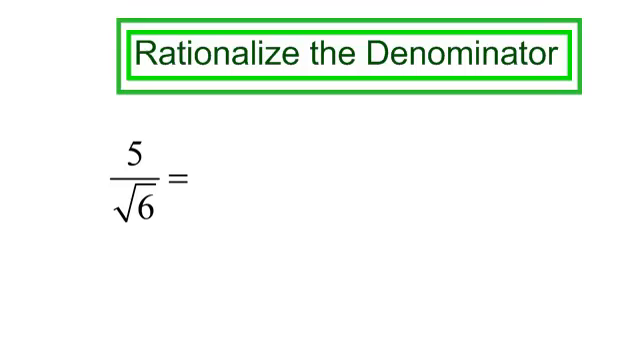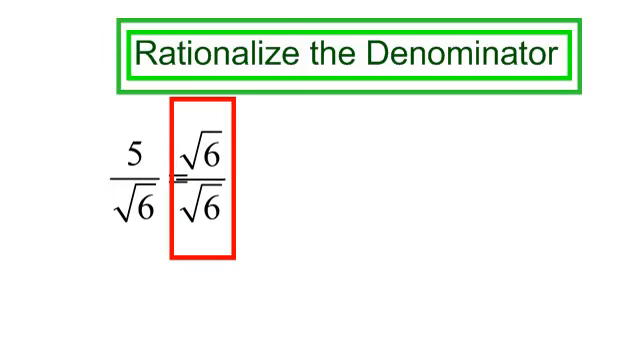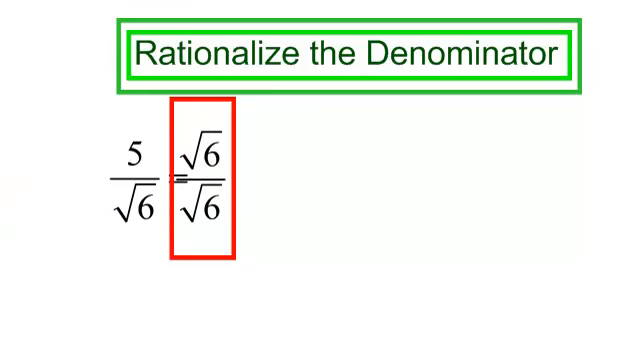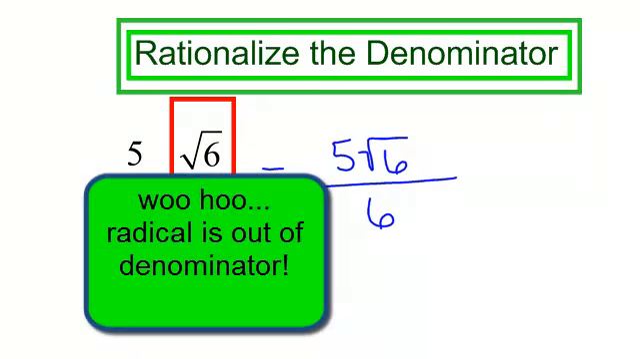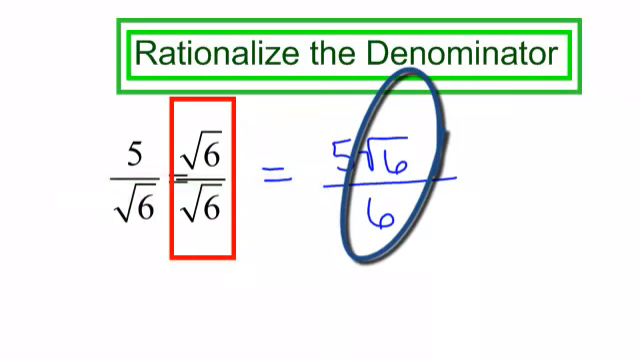If I have 5 over radical 6, I cannot have a radical in the denominator. I am going to multiply it times radical 6 over radical 6, which is just 1. So I'm not changing the problem. In the numerator, 5 times radical 6 is just 5 radical 6. In the denominator, radical 6 times radical 6 is radical 36, which is just 6. Once again, do not try to cancel these 6's. 1 is underneath the radical and 1 is not.